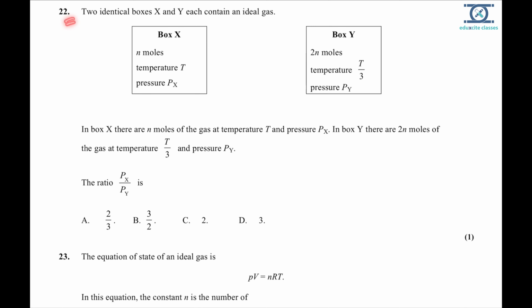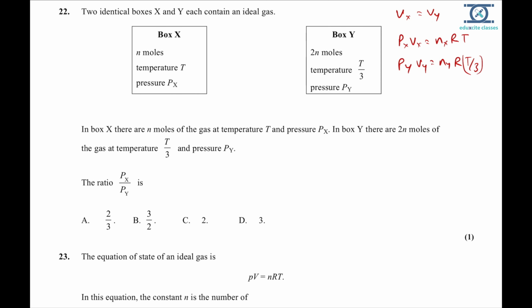Now question number 22, the two identical boxes. Now identical means the volumes are the same. So volume of X is equal to volume of Y. So this is an ideal gas. In box X there are n moles. What we have to find is the ratio of Px to Py. Now Px Vx equals n R T, where R is constant, and Py Vy equals ny R T, which is T by 3.